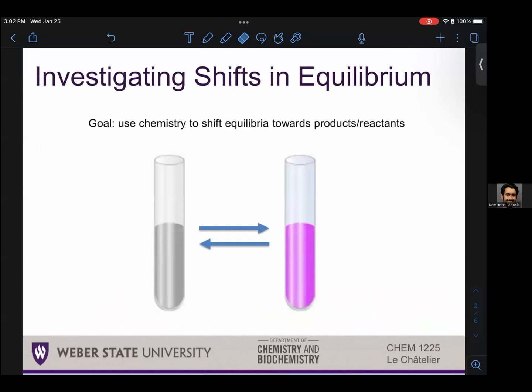This week we'll be investigating shifts in chemical equilibria that we can bring about by doing chemistry, right? Can we add things to solutions that will shift the equilibrium between products and reactants? And so we're going to track these shifts in equilibrium by using solutions that change color by having products and reactants that are different colors from one another.